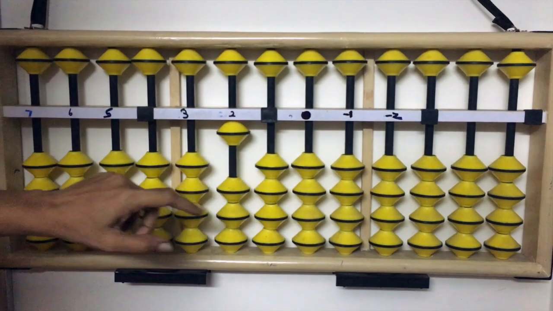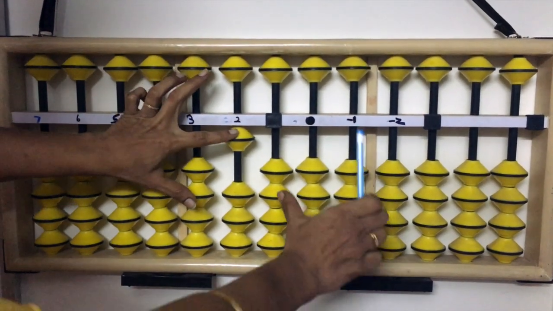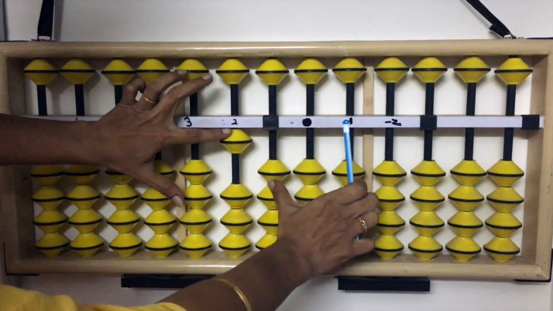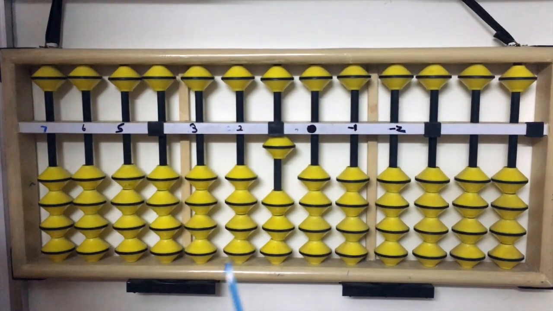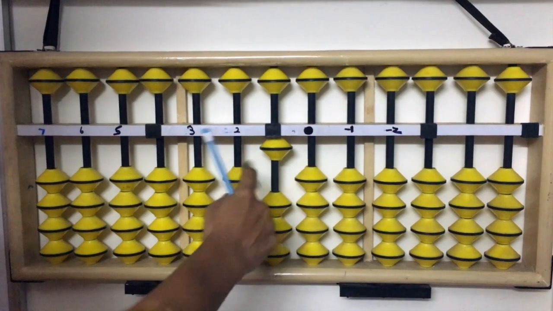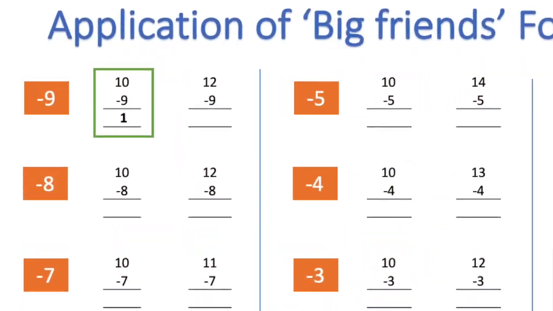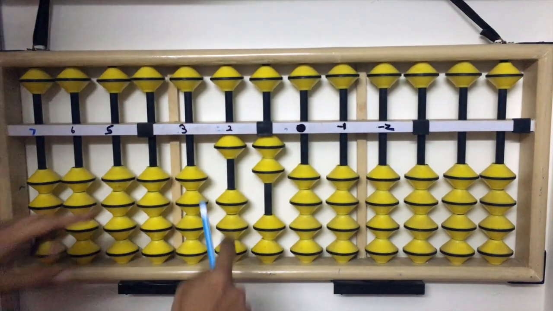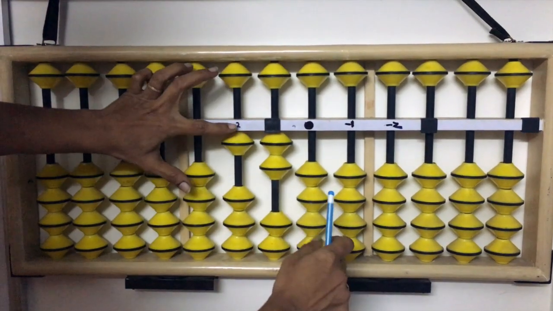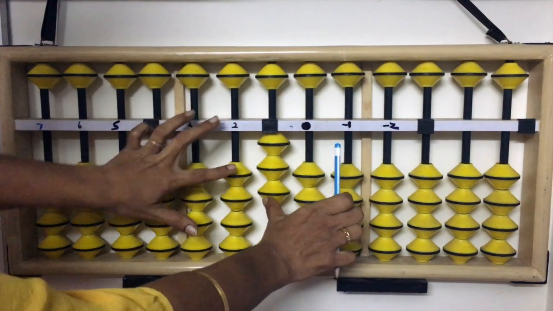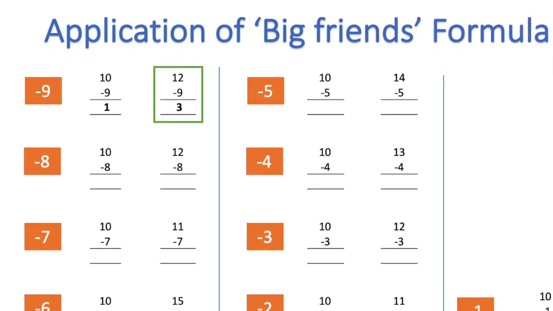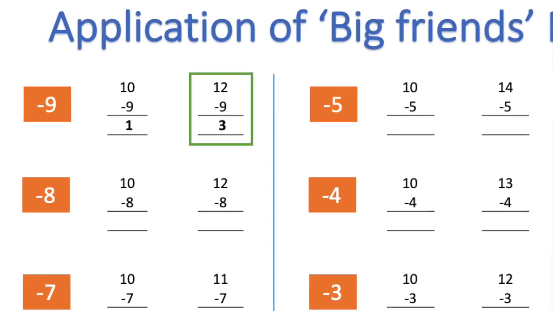To do minus 9, minus 10 and add the friend of 9, that is 1. So minus 10 plus 1, the value is 1. Next, 12 minus 9. To do minus 9 is minus 10 plus 1. The answer is 3. Now we are going to see the formula of minus 8.